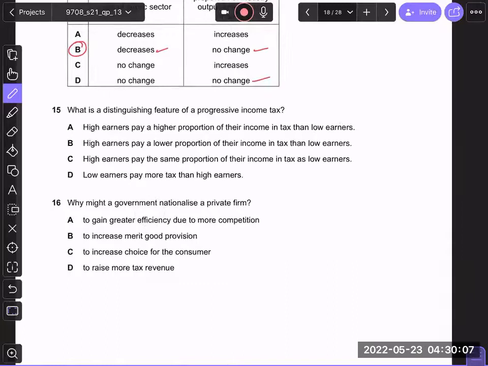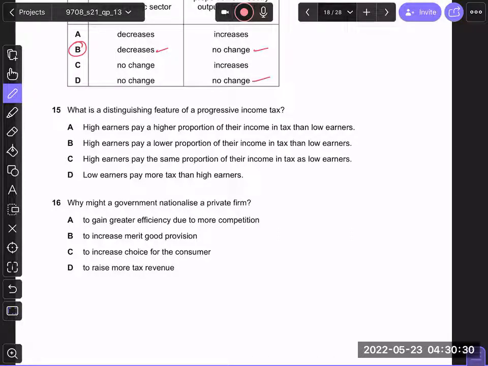Look at question number 15. What is a distinguishing feature of a progressive income tax? Progressive income tax का क्या feature होता है? High earners pay a higher proportion of their income in tax than low income earners.